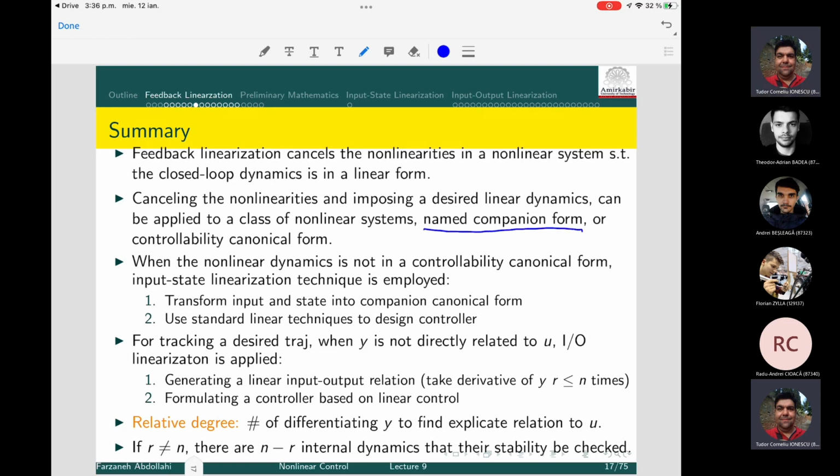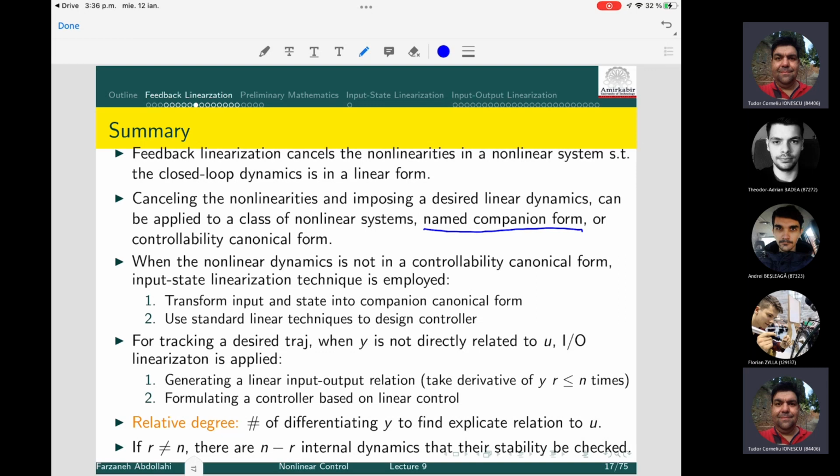Okay, so for instance, in controller canonical form, or controllability canonical form, we saw that. Essentially, this is what you do with all these procedures to compute stuff. You want to bring your system into some controller canonical form if that's possible, and then you want to compute the feedback linearizing control law.